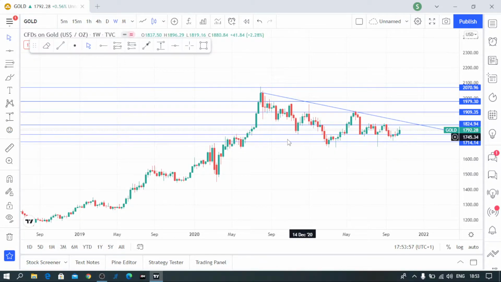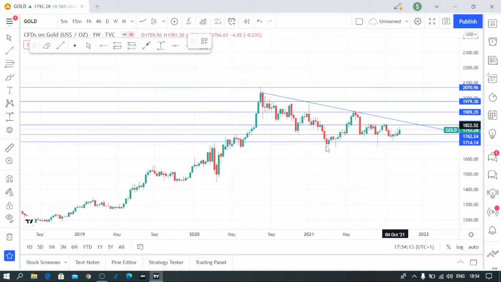So when we see this on the weekly time frame, we see that the market in the previous weeks has been respecting this trend line here. It touched it once, that's all we see for now, but it's still trading below it.